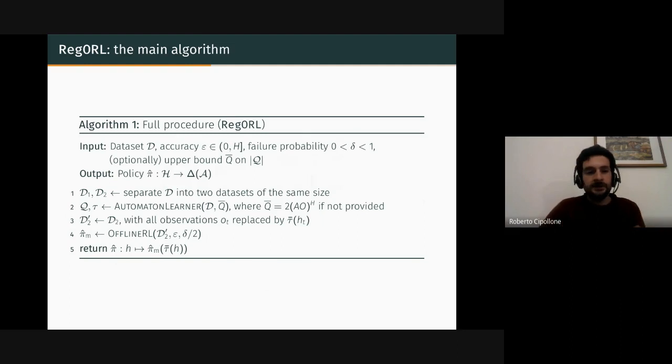Clearly, the main content is within the automaton learner here. So let's discuss it now. Yeah, I see a question before I change slide.